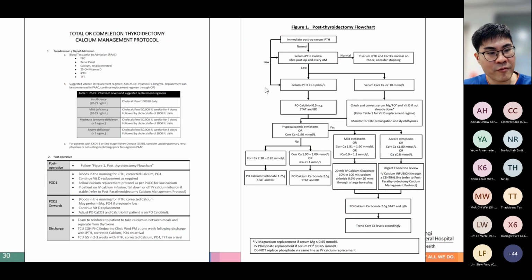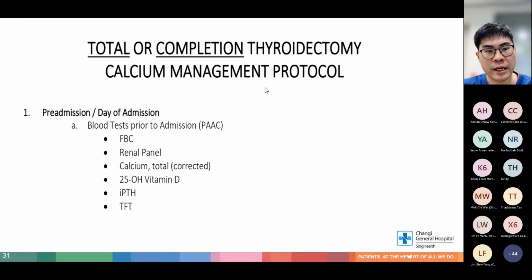So we've come up with a 2-page workflow, and I'll zoom in to the smaller parts for you to have a look at. Hopefully this will be a useful guide for the junior doctors in managing it during their night call. Of course the first part is very generic. These are the bloods that are usually done at PAC. What I'll draw attention to, which not everyone might do, is that we will also check the corrected calcium levels as well as the vitamin D levels.